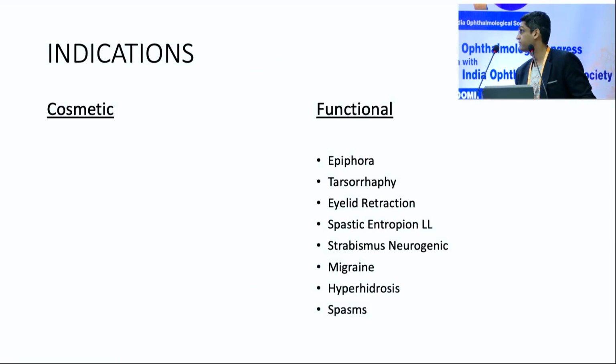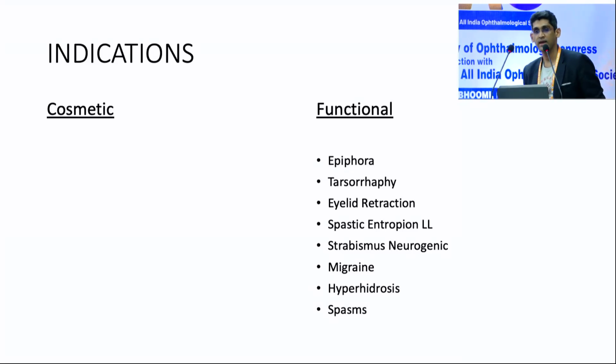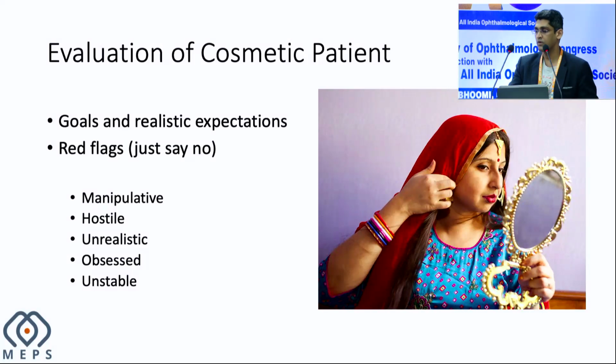Now, we all know that there are cosmetic indications of Botox, and as ophthalmologists, we have been using Botox since times immemorial for functional indications as well, mainly blepharospasm, hemifacial spasm, and recently for migraine, strabismus, and even epiphora. This course is going to focus more on the cosmetic part.